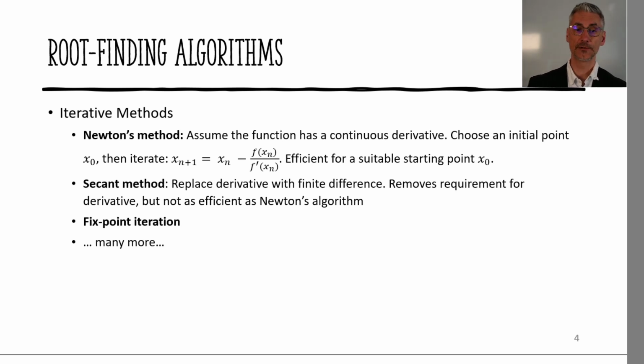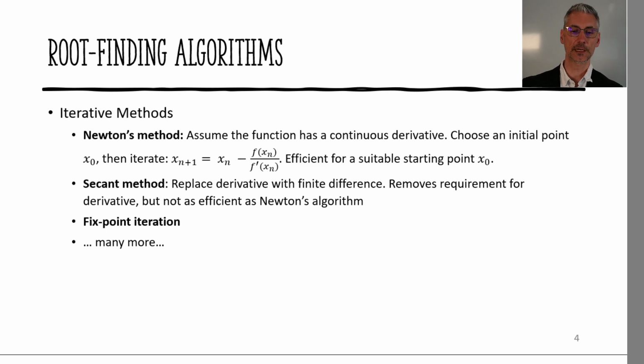Then there are a number of iterative methods. For example, Newton's method is very efficient if we can compute the derivative of a function. The idea is that we assume that the function has a continuous derivative, or at least it has a derivative at the points that we need to evaluate. We choose some initial point x0 and then iterate the following equation. We'll come to that in a second. This is very efficient if we have a suitable starting point. If we choose a not so suitable starting point, the algorithm may not converge.